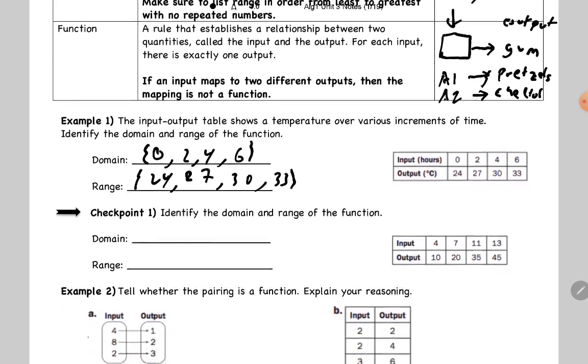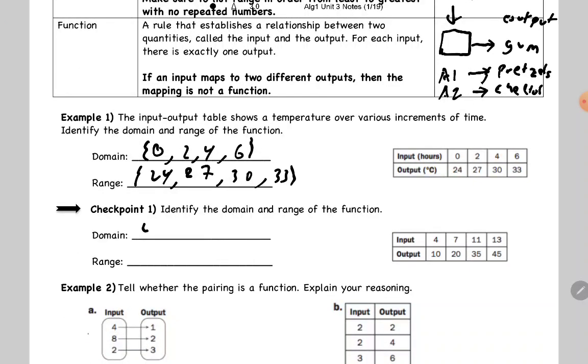Alright, let's do another one. Input 4, 7, 11, 13. Output, just our range, 10, 20, 35, 45. I can't draw those correctly. If you want to leave the brackets out, you may.